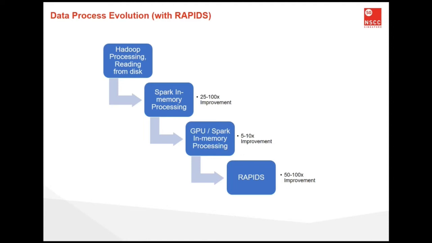RAPIDS was established in 2017 with the goal of accelerating end-to-end analytics and data science pipelines on GPUs, and created the GPU data frame based on Apache Arrow data structures. The GPU data frame enabled the integration of GPU accelerated data processing and machine learning libraries without incurring typical serialization and deserialization penalties.